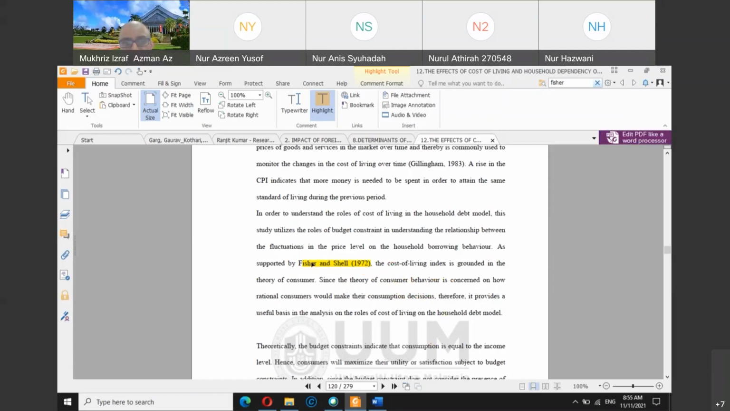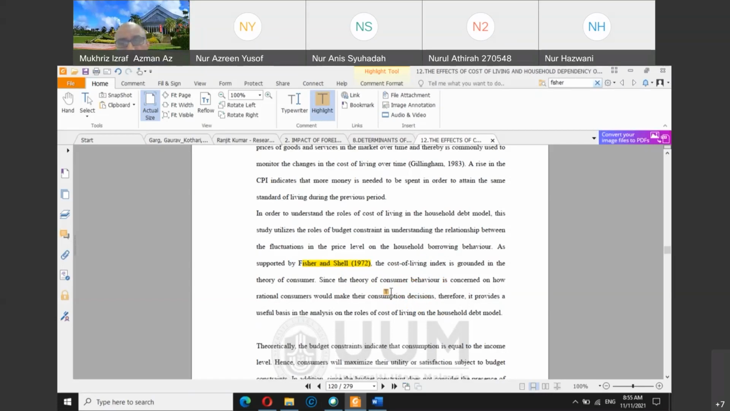If you are referring to Fisher and Shell, you cannot go to the exact article and copy and paste, because that is also plagiarism. When you go for Turnitin, it will detect it as similarity and increase the similarity index. So you cannot submit your project when the sentences are exactly the same. You need to rewrite. So this is where the skill of writing comes in. You need to rewrite and change the context.